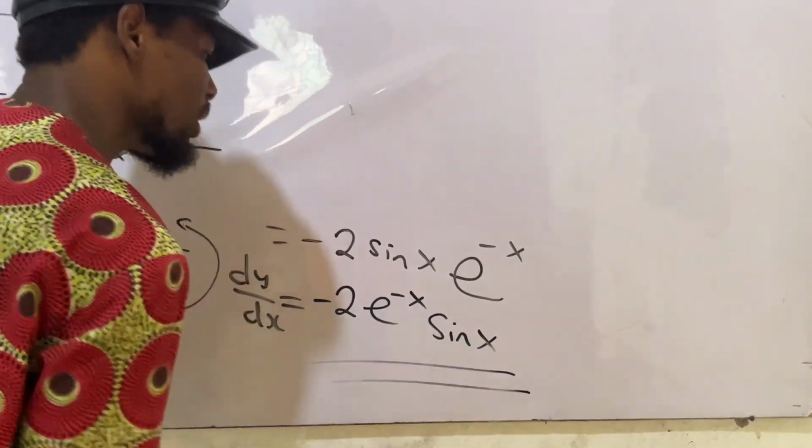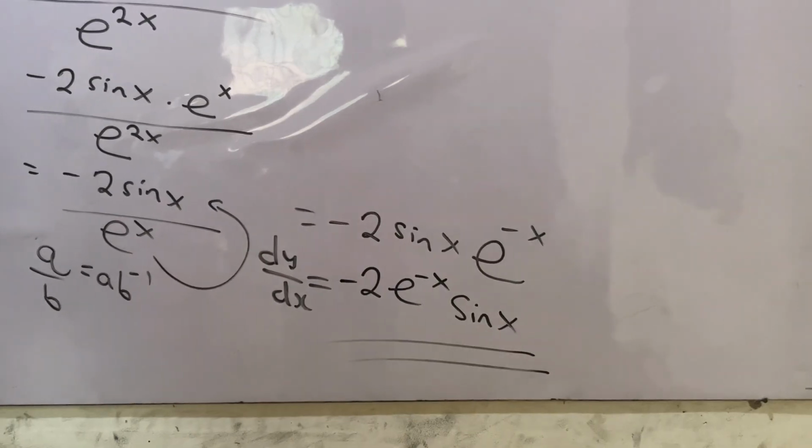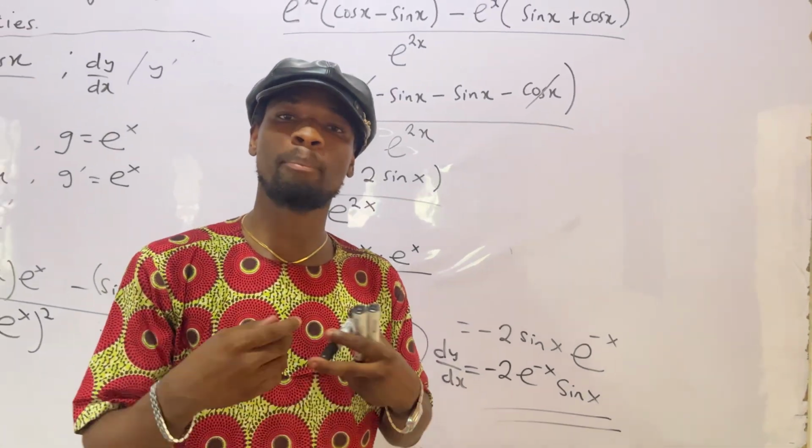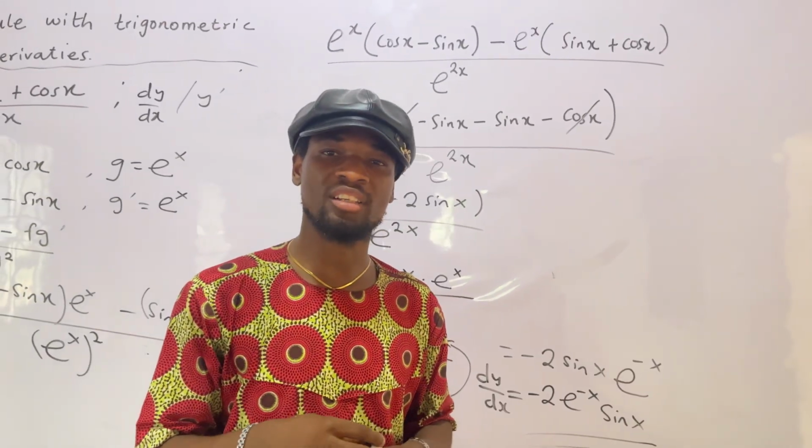As simple as that. Viewers, this is the end of the quotient rule being applied to trigonometric functions.